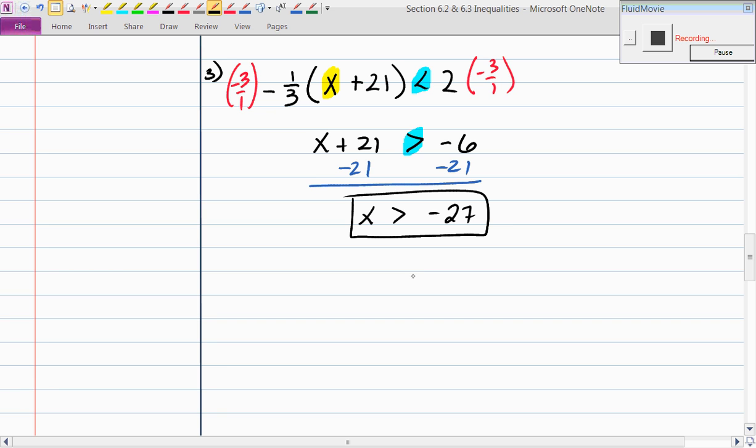Negative 27. So if I graph, here's 0. Where does negative 27 go? On the left. Very good. Do I go open dot or closed dot? And right or left? There.